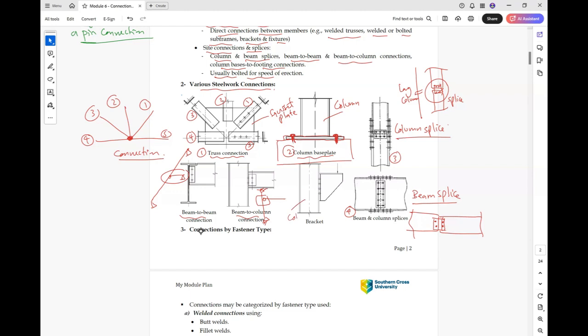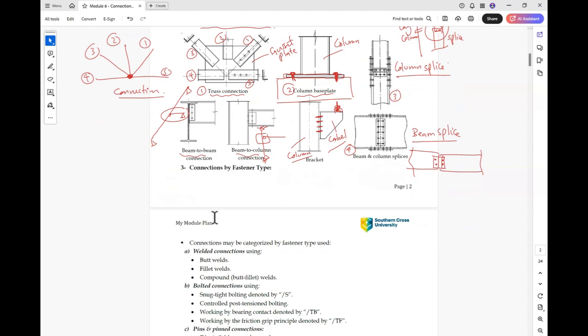And this is a bracket connection. So this is a column and a corbel or a cantilever. So you have some loads here. So this is how to connect this corbel to the column. All of these are a few examples of the connections, steel connections, bolted connections.